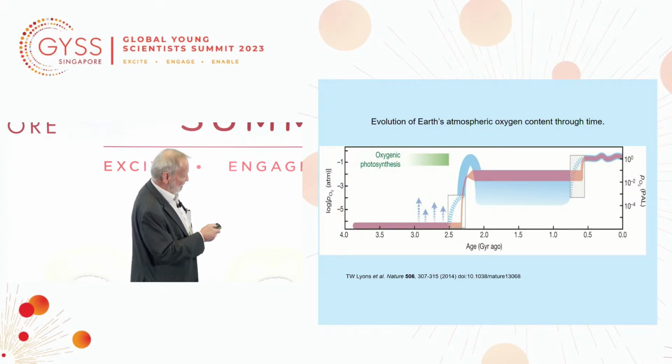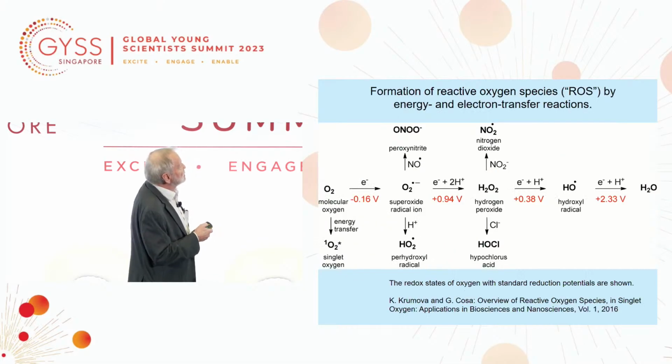And why is oxygen toxic? I show you here the reactive oxygen species. Here you have the triplet oxygen, which is what we have in the atmosphere. By energy transfer, you can generate singlet oxygen, which happens in photosynthesis at photosystem 2 and is very highly damaging there. You can generate the superoxide radical, which is highly toxic.